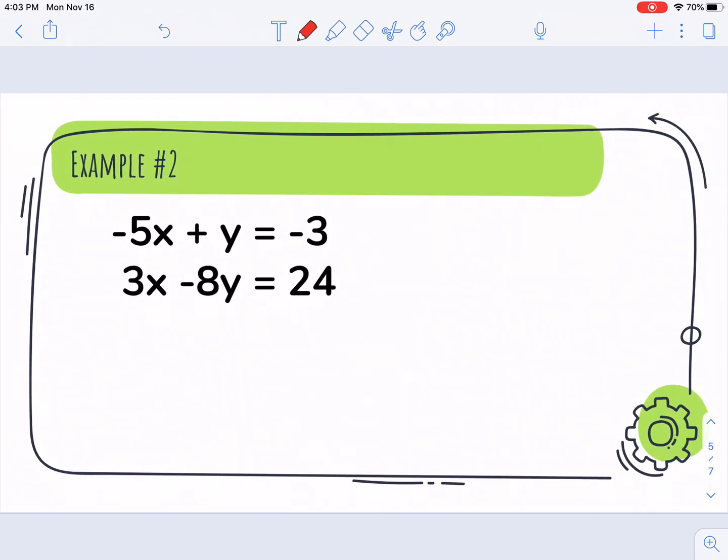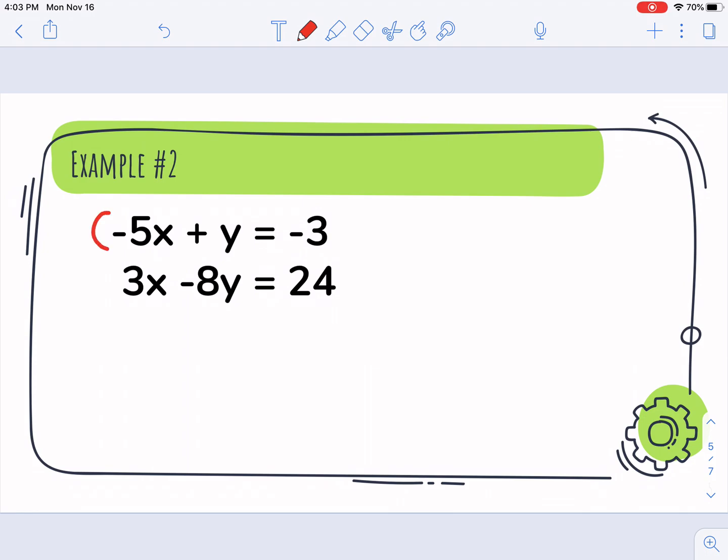Let's take a look at another one. We have negative 5x plus y equals negative 3, and 3x minus 8y equals 24. If we look at this, I want to see if I can make the x's match or make the y's match. Well, I can't make 3 become a negative 5 or negative 5 become a 3 easily, but I can make 1 become an 8 easily.